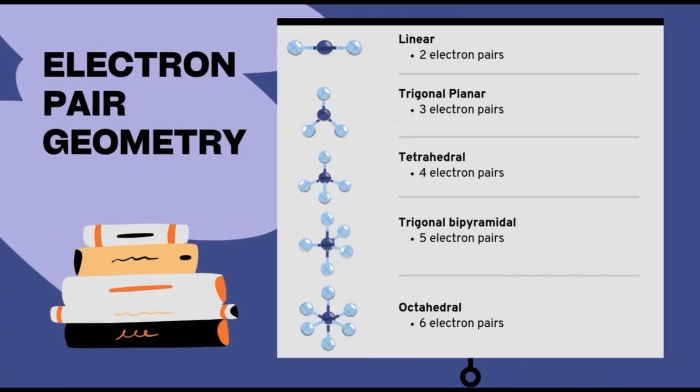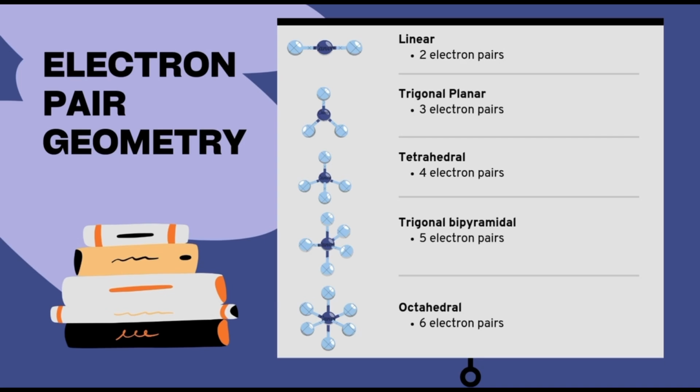For us to determine the molecular geometry, we need to know the electron pair geometry first. The electron pair geometry is the arrangement of electron pairs about the central atom of a molecule or ion. So for example, if the central atom has 2 electron pairs, the electron pair geometry is linear. And if the central atom has 3 electron pairs, the electron pair geometry is trigonal planar.